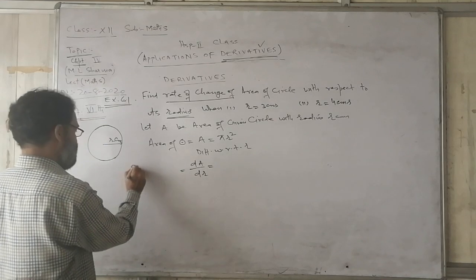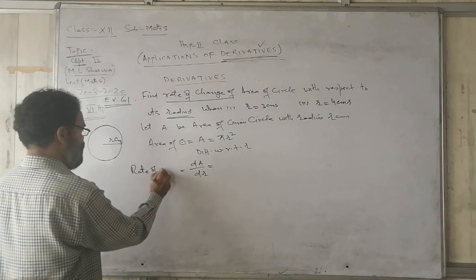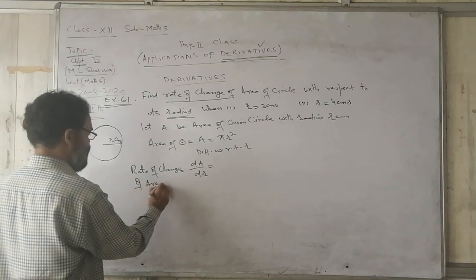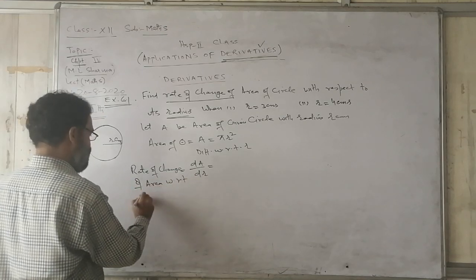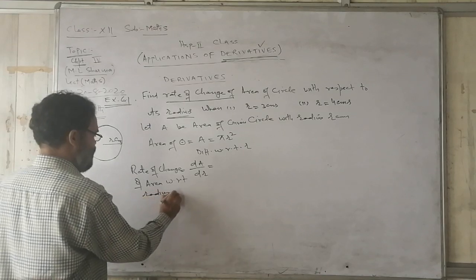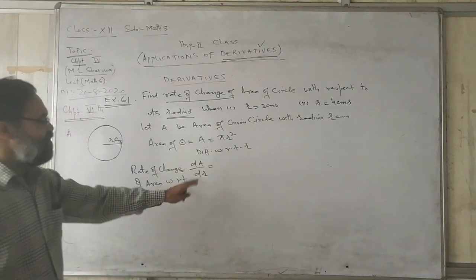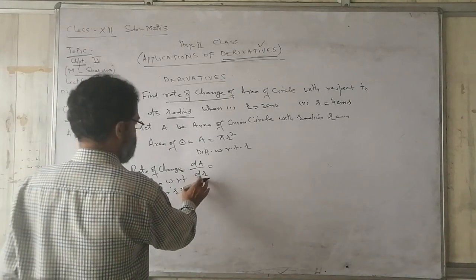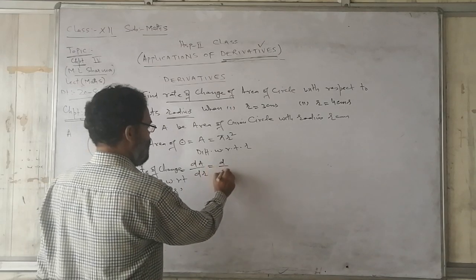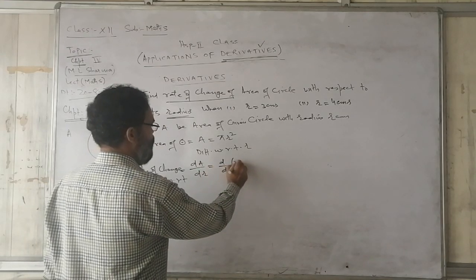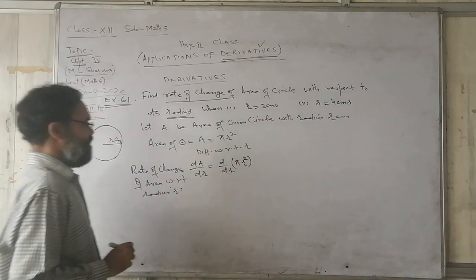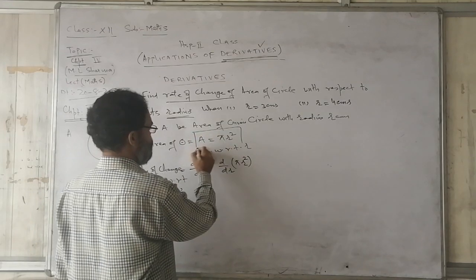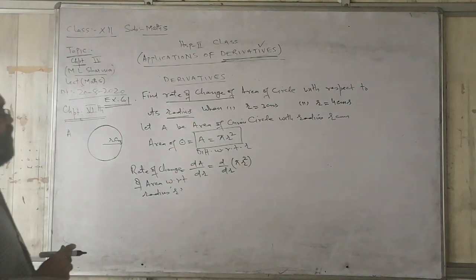Now what is this? This is the rate of change of area with respect to radius r. So dA upon dr is the rate of change of the area of circle with respect to its radius. So this will be d upon dr of pi r square. So I have differentiated this equation, which is the area of a circle, that is area equal to pi r square.